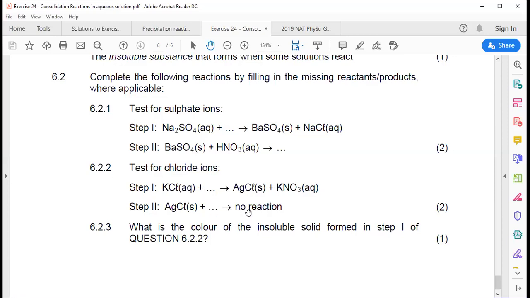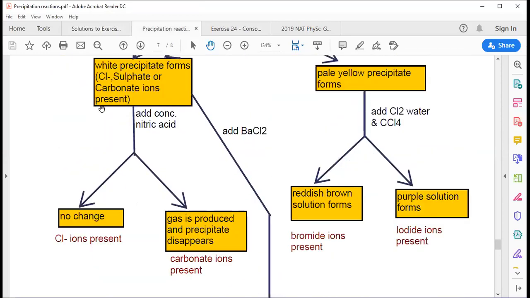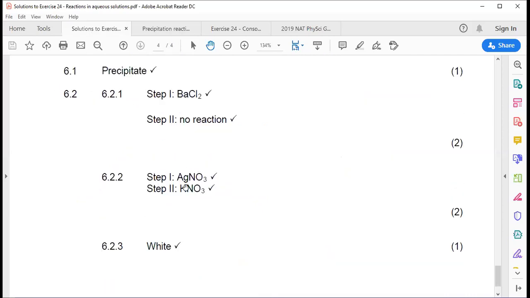Right. Next one, you've got silver chloride, AgCl, plus something here, no reaction. What is it that we must add here so that we don't have a reaction? Your answer becomes nitric acid. When you add nitric acid to silver chloride, no reaction. Once again, on your reactions here, if you've got a white precipitate and you add nitric acid, no change. So it becomes silver chloride. Okay, so that's what you have there.